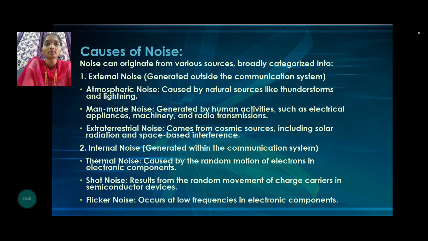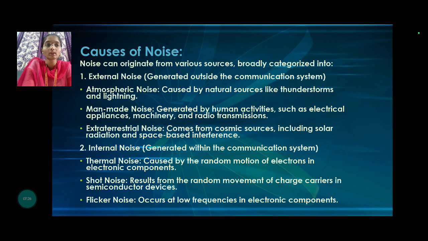The causes of noise: noise can originate from various sources, broadly categorized into external noise, generated outside the communication system. Atmospheric noise is caused by natural sources like thunderstorms and lightning. Man-made noise is generated by human activities such as electrical appliances, machinery, and radio transmissions. Extraterrestrial noise comes from cosmic sources, including solar radiation and space-based interference. Internal noise is generated within the communication system.